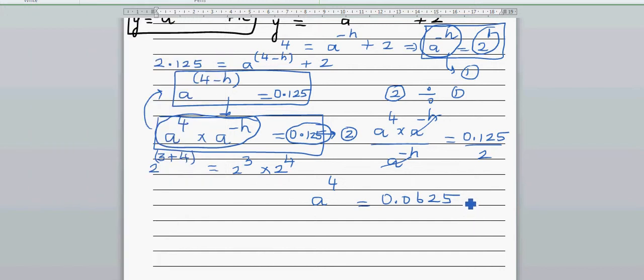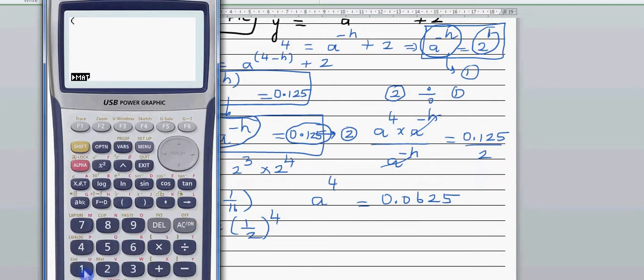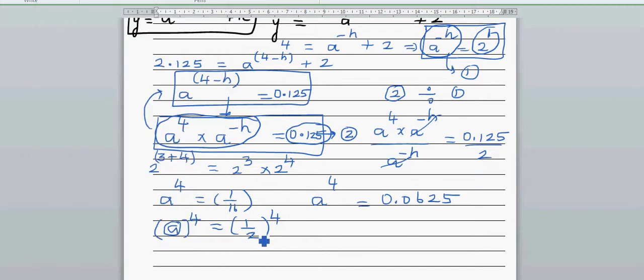So I can say again, a to the power of 4 is 1/16. Well, 1/16 can be written, so I'm going to write now, this is a to the power of 4 is 1/16, the same as 1/2 raised to 4. Okay, so let me show you that. So you can go 1 divided by 2 raised to 4 equals 0.0625. So now comparing this side with this side, I can say a should be half. So this implies a is equal to half.